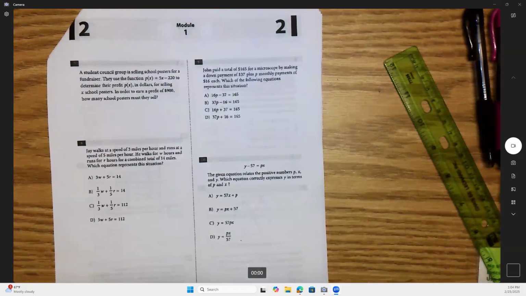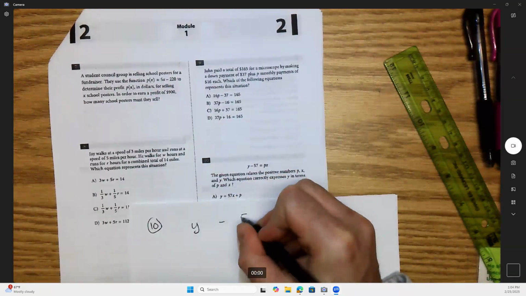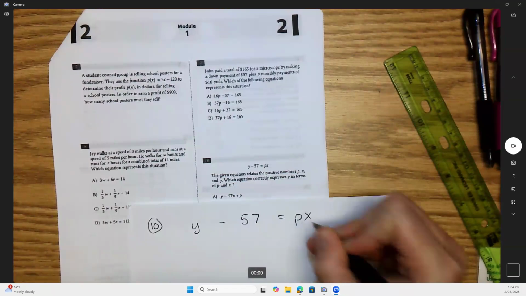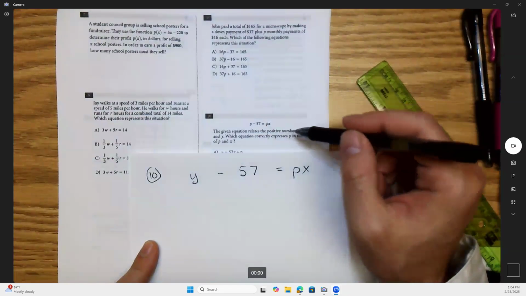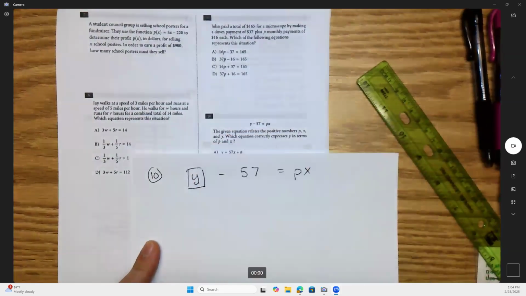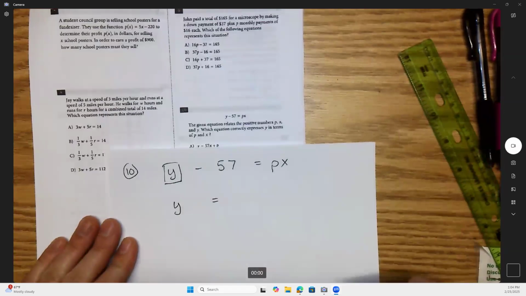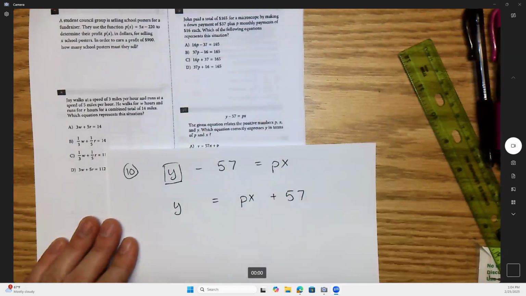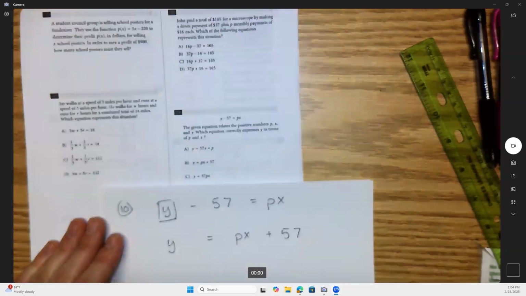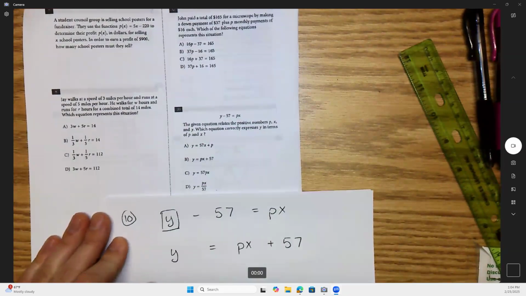Number 10 says y minus 57 equals px. Okay, it says which equation expresses y in terms of p and x. Okay, we just have to solve for y. Y equals, oh, guys, it's one step. Guys, what's the one step? Yeah, add 57. So I've got the px over here plus 57. Shouldn't that be the answer right there? All right, do I see that answer? Is that B? Yeah, 10 is B. You guys got 10 as B?